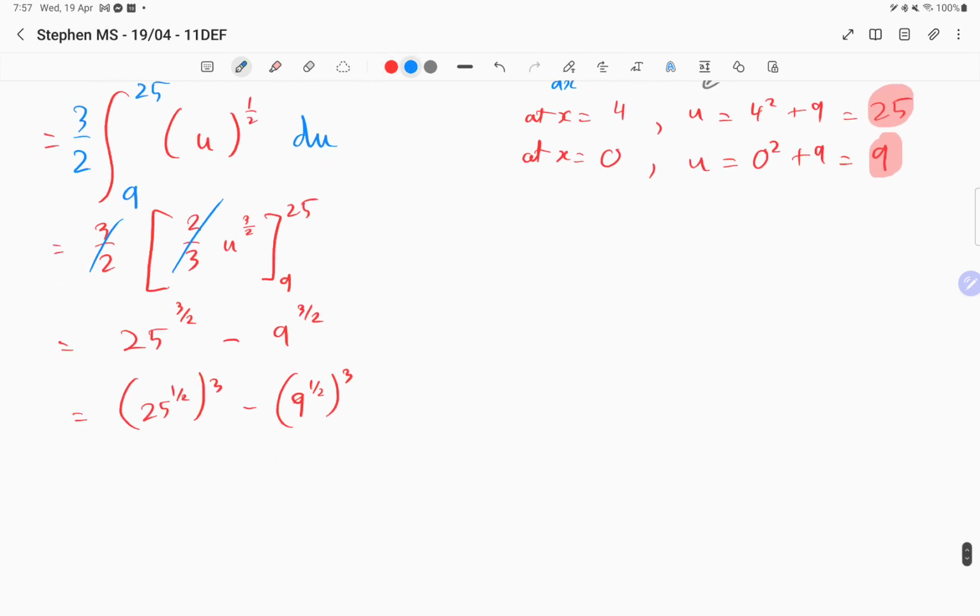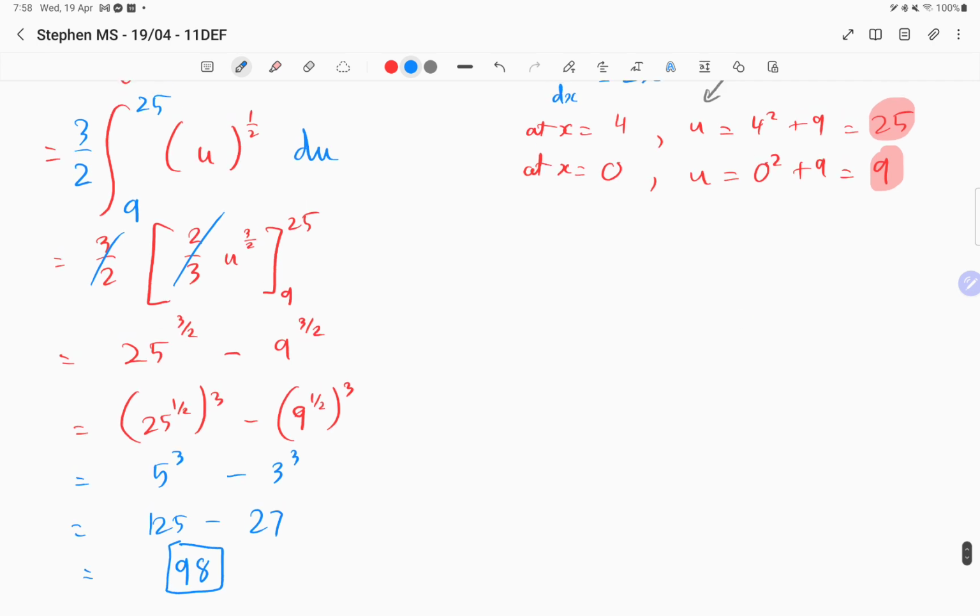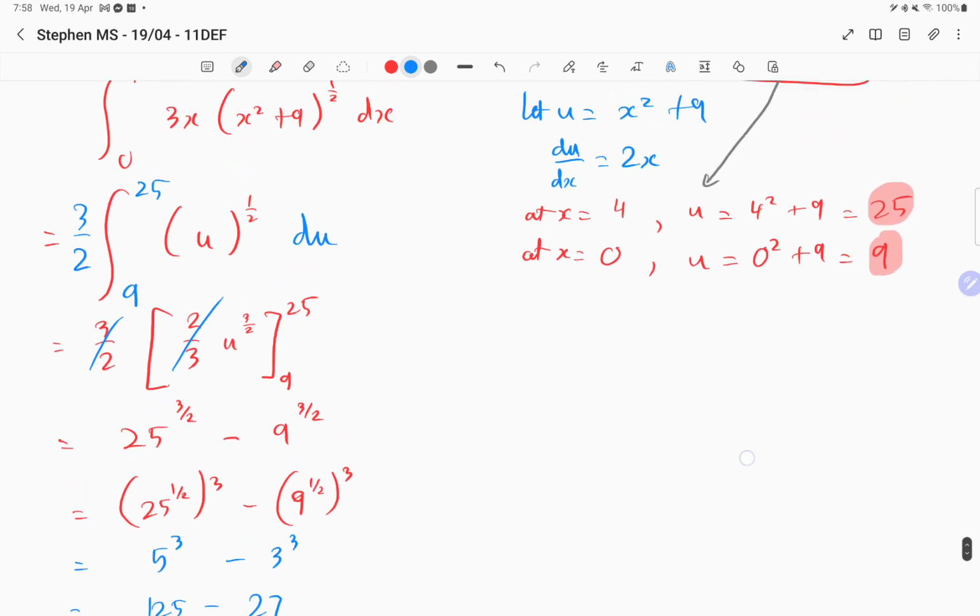Yes, it's square root, right? Power half is square root. Oh, yeah, square root of that. 5 power 3 minus 3 power 3. Ah, it's 125 minus 27. Oh, yeah. That makes sense. Oh, that's not too bad. Yeah, half and then that. Okay, make sense? I'm going to give full working for you so you can see the actual workings.